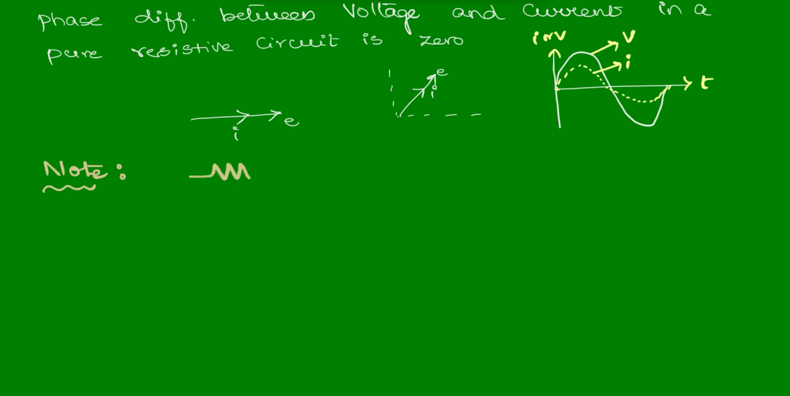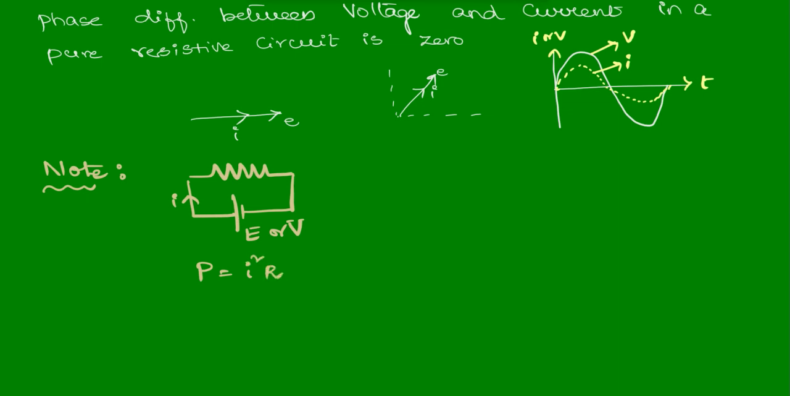Now we have one interesting note here with respect to this resistive circuit. If you have a resistor connected to a DC battery, a normal battery, with voltage V, the power dissipated across it will be, if I is the current, I square R.